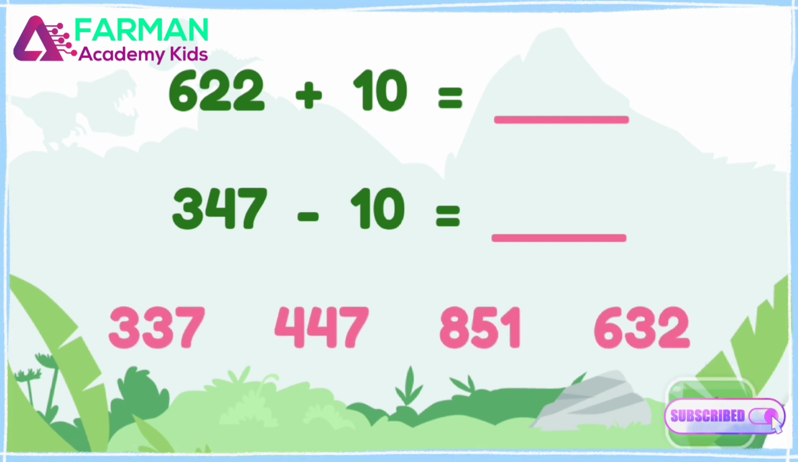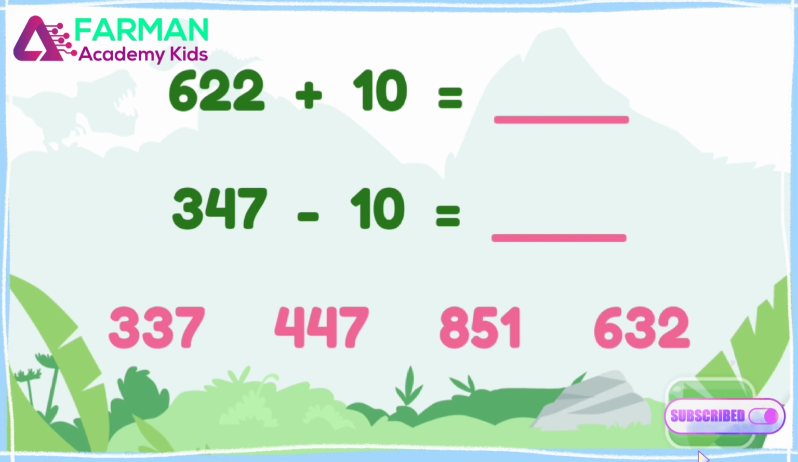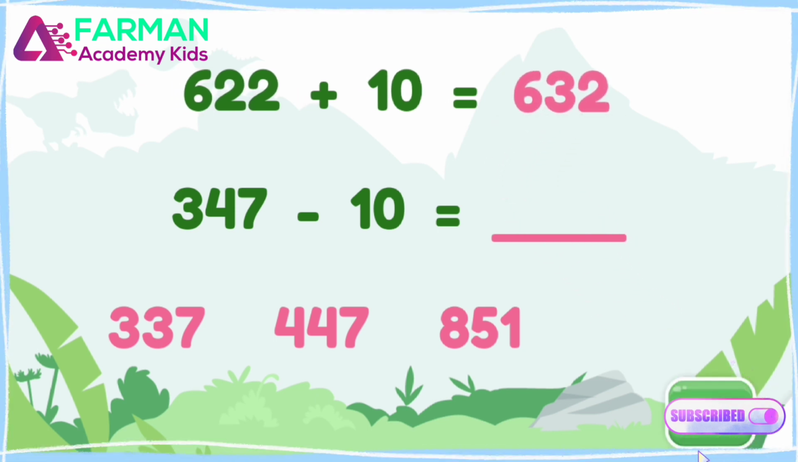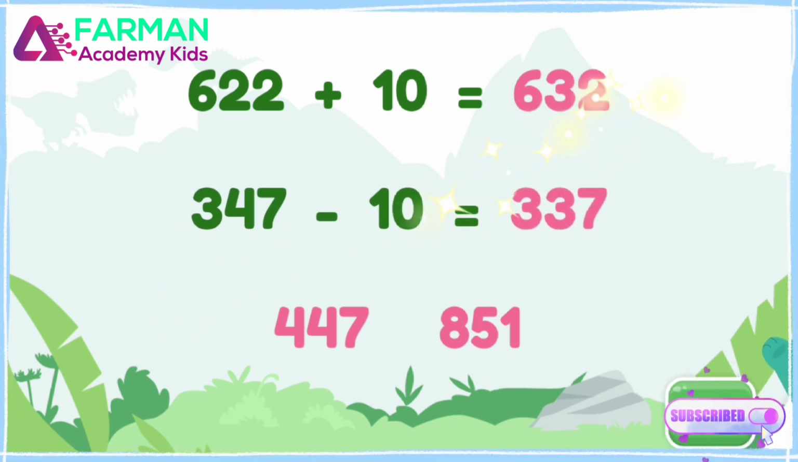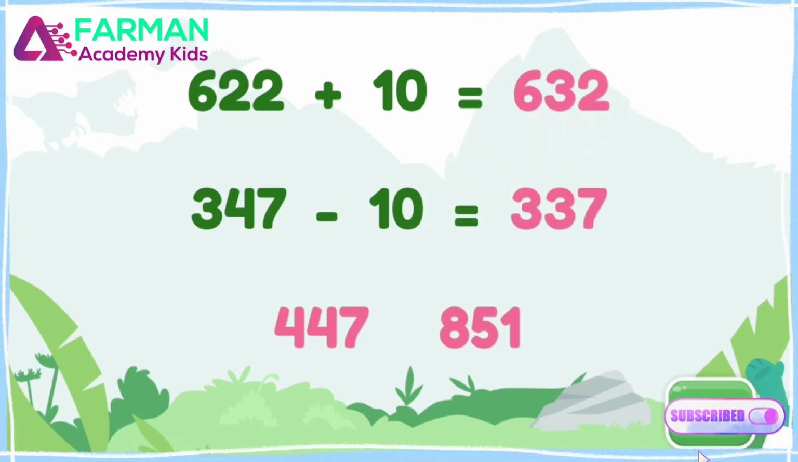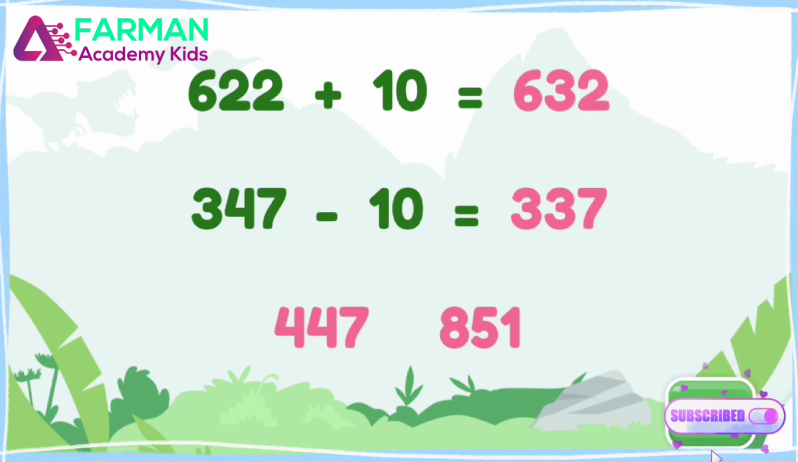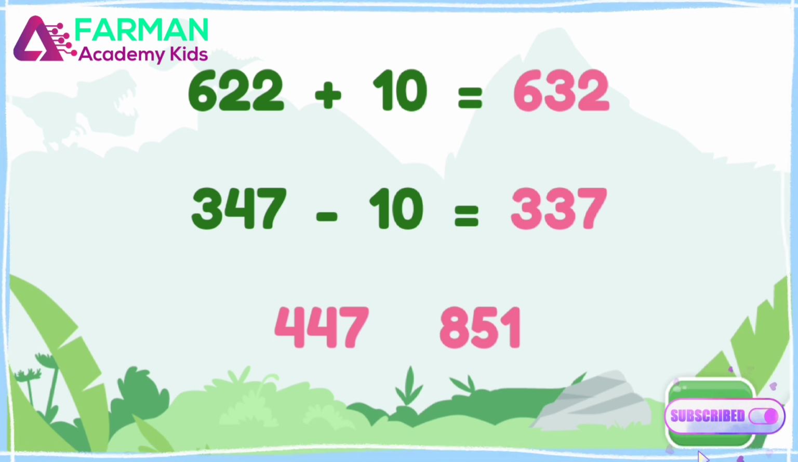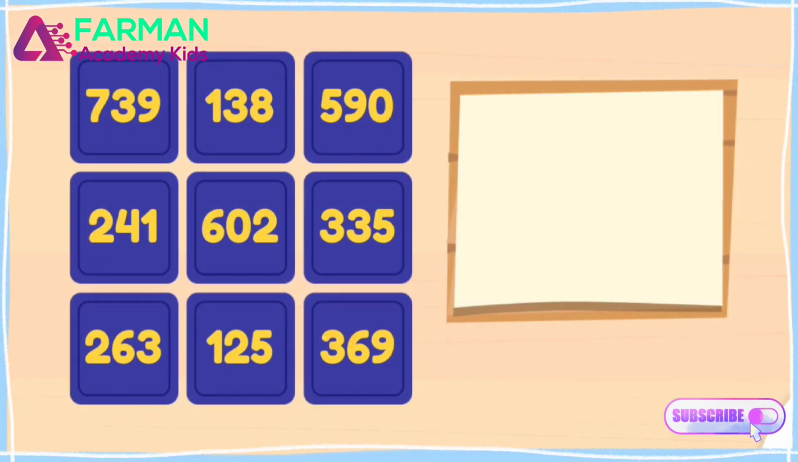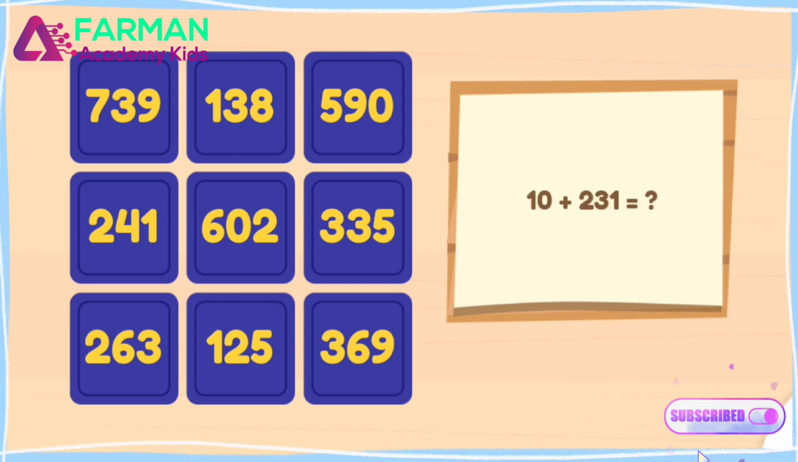Drag the numbers to the blanks to solve the equations. That's right! 622 plus 10 is 632. 347 minus 10 is 337. Solve the equations to get a bingo.